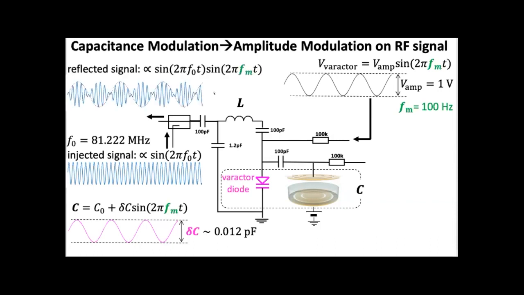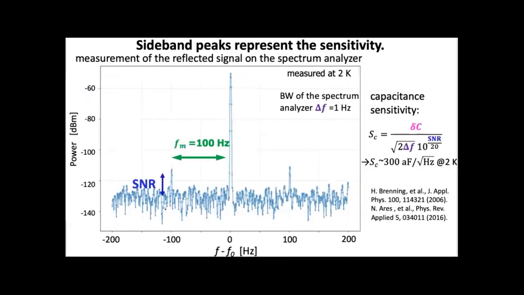So we can get the reflected signal, but because we have this modulation here, the capacitance is modulated at 100 hertz. So the reflection coefficient of this LC circuit is modulated at 100 hertz, and so the amplitude of this reflected signal is also modulated at 100 hertz. So this is what we measure.